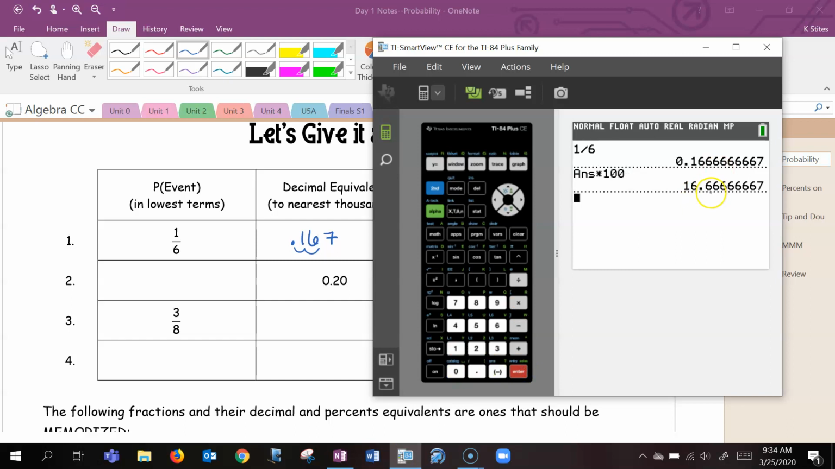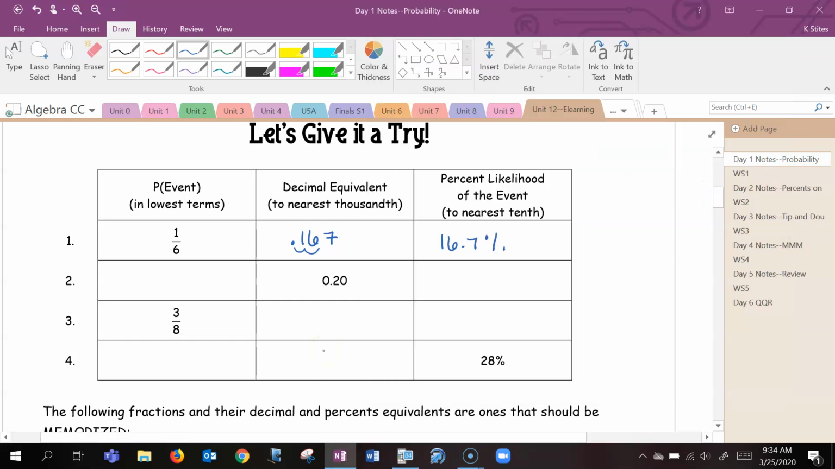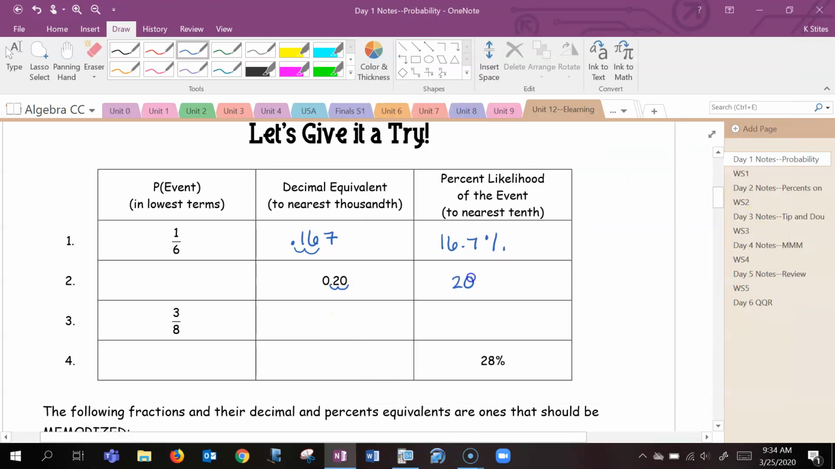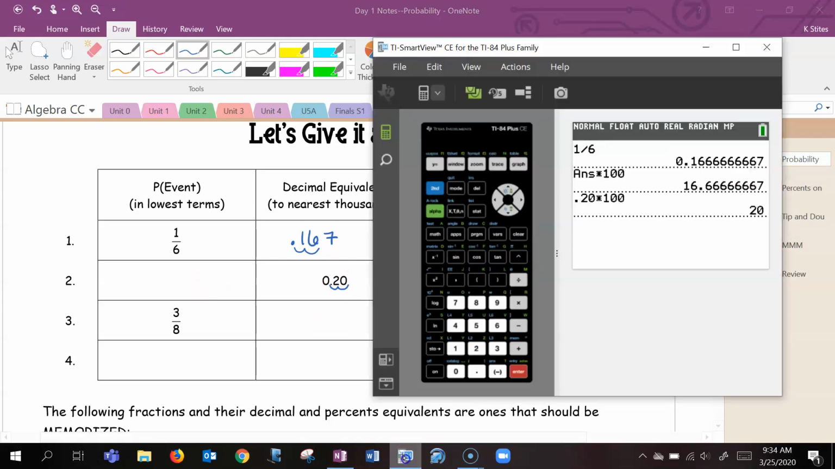16.7%. Okay. So now this one, we have the 0.20. To get the percent, again, you're just going to move the decimal 2 to the right. Or you could take 0.20 and multiply by 100. And that gives us 20%. And to move it back to a fraction, we'll just math frac 0.20. So that's 1/5.